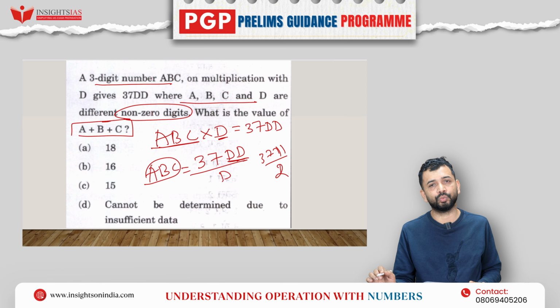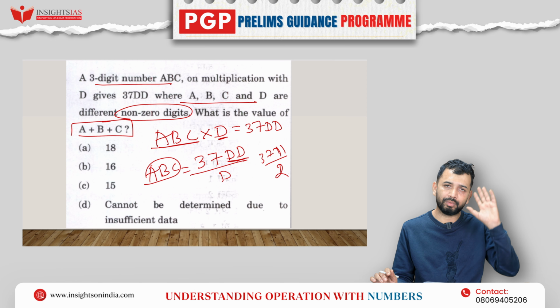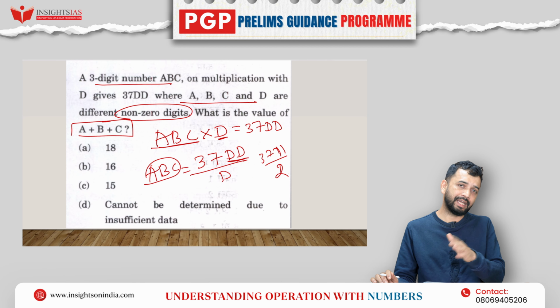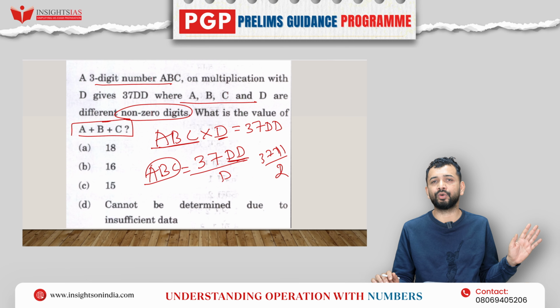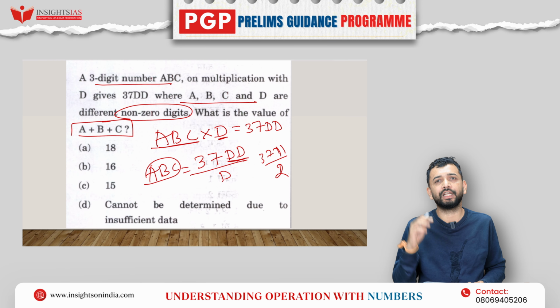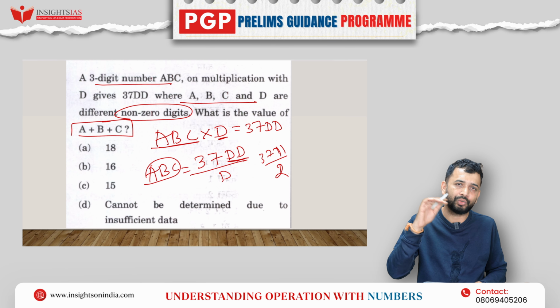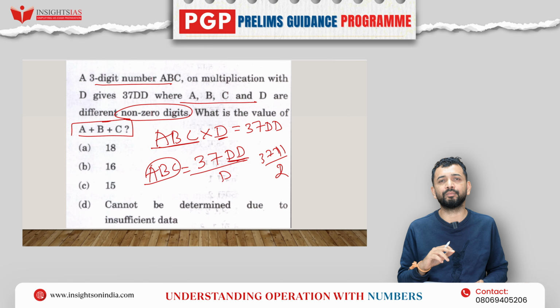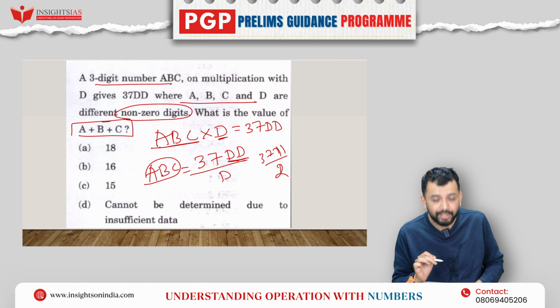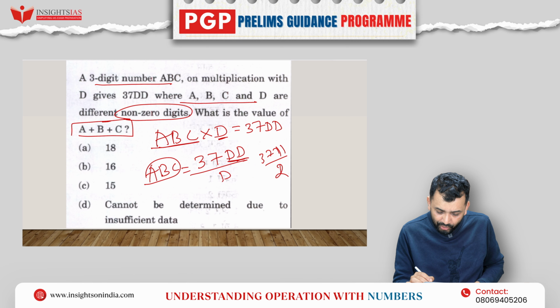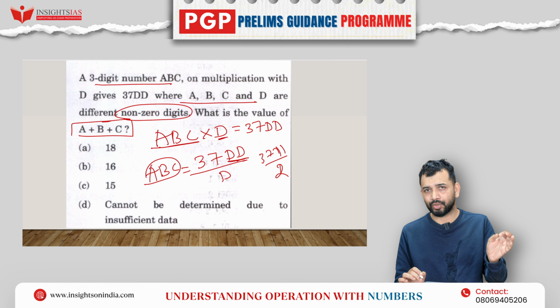If you divide by 2, 3700 divided by 2 will be somewhere around 1800. Again a 4-digit number, we cannot go with it. Again, thinking logically with D equal to 3, 3700 divided by 3 will be 1200 odd. Again a 4-digit number, but we want ABC, which is a 3-digit number. So 1 is not possible, 2 is not possible, 3 is not possible. Now what is the next possibility?